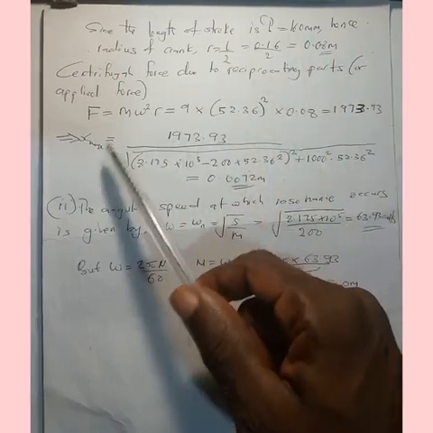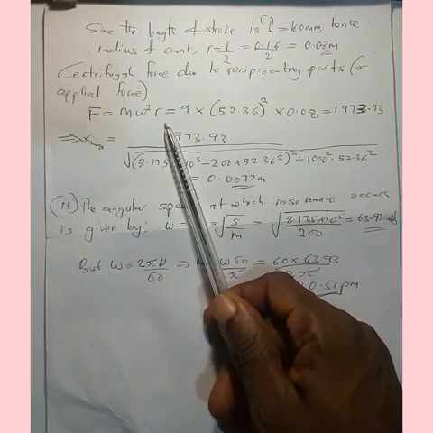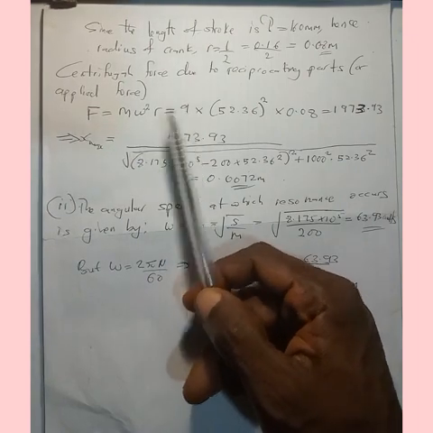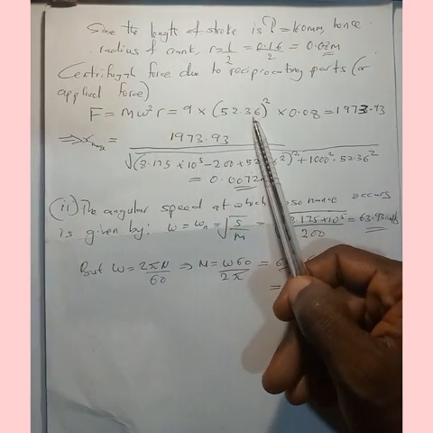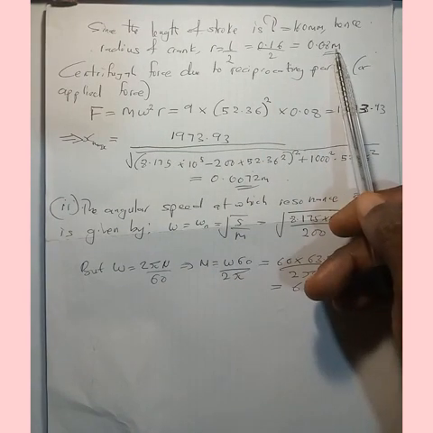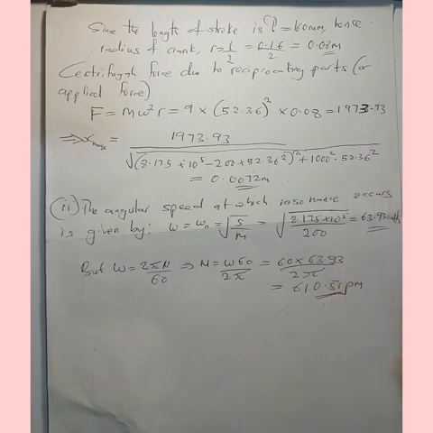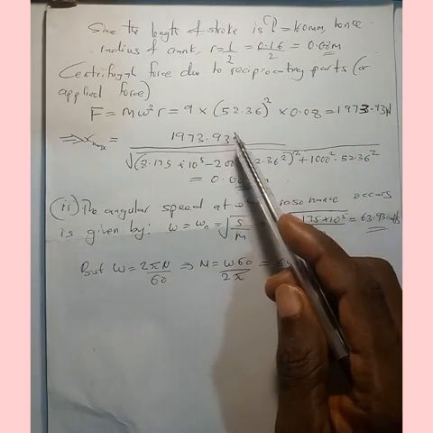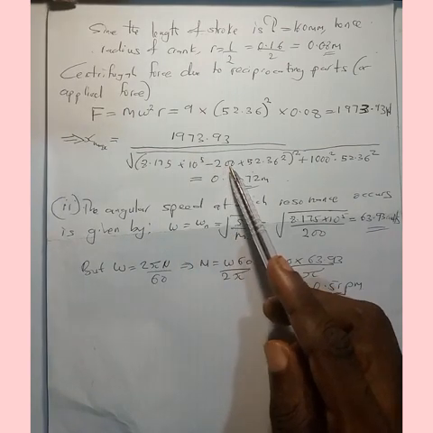Now centrifugal force is given by m omega squared r. From the question we've been told that the mass of the reciprocating part is 9. We've calculated the frequency in rad per second as 52.36, so everything squared, and the radius we've calculated as 0.08. So the force applied is given by 1973.93 Newton.